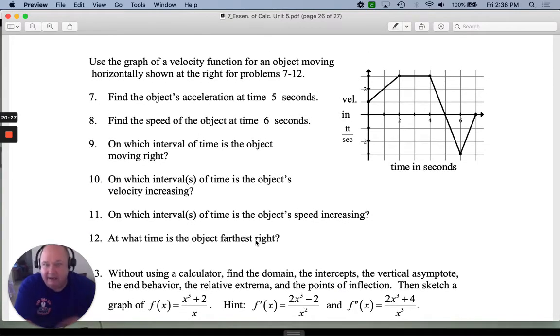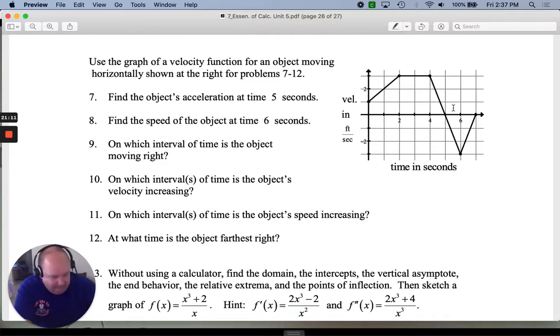All right, use the graph for velocity shown to the right. So that's a velocity graph. Find the object's acceleration at 5 seconds. How do I find acceleration from velocity? The answer is take the derivative. Off a graph, that means find the slope. What's the slope at 5? The whole thing has the same slope. It's down 3 and to the right 1. So the acceleration at 5 seconds is -3. That's the slope, and it's feet per second squared.